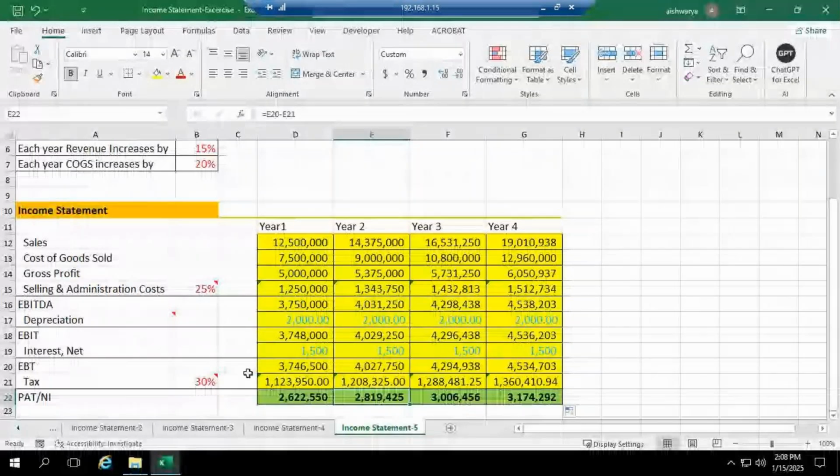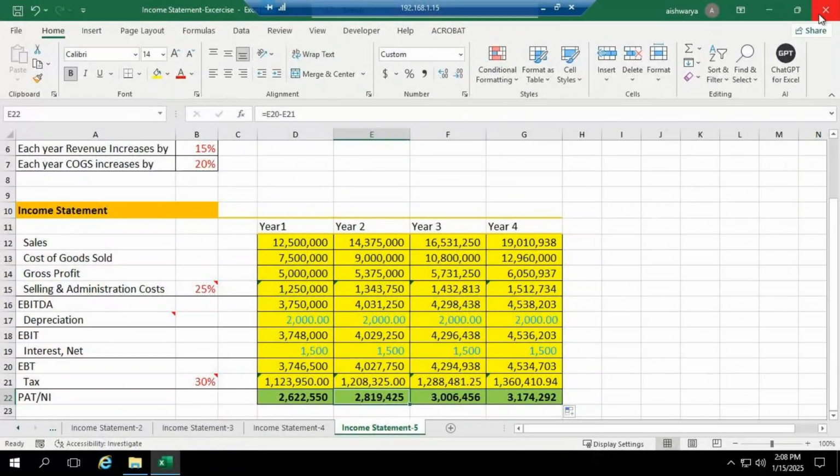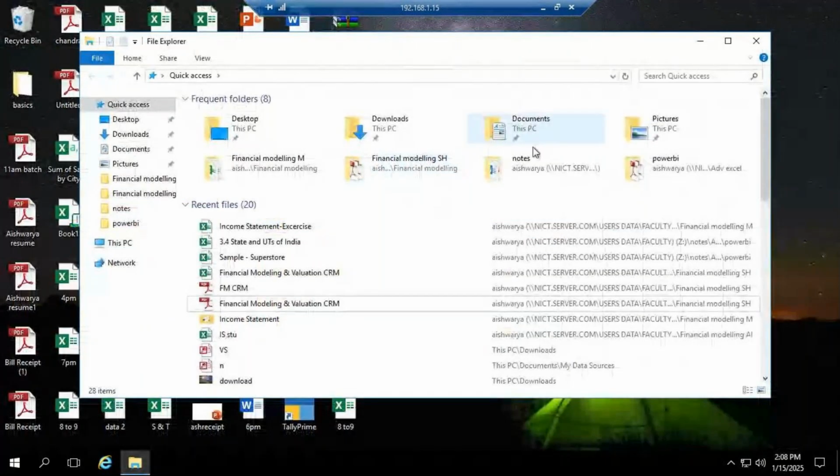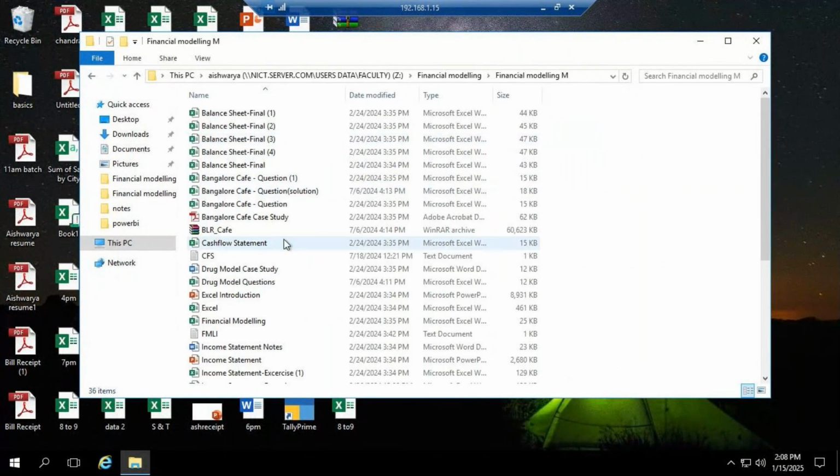Okay, done? You have tried. So the next thing is about the cash flow statement. We will just discuss that. Can anybody tell me what is a cash flow statement?